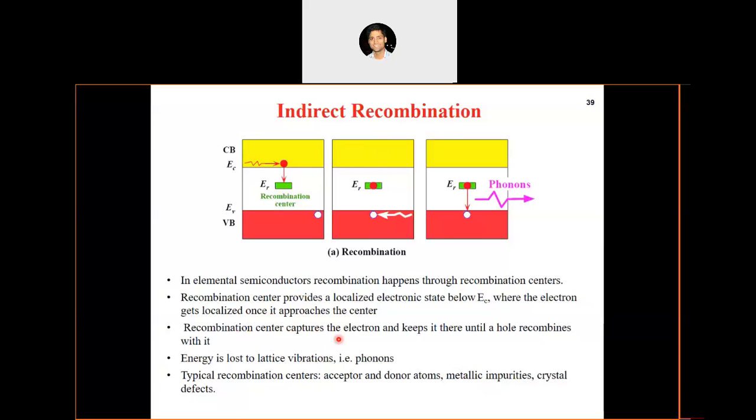Usually recombination centers are nothing but acceptor or donor atoms, metallic impurities or crystal defects. These defects or impurities can capture the electrons, and when the electron has lost its extra momentum, it can combine with one of the holes. This recombination is possible because now momentum conservation is followed. But you should remember that the extra energy which the electron has is released in the form of phonons in this case, not in the form of photons. Phonon is actually heat.